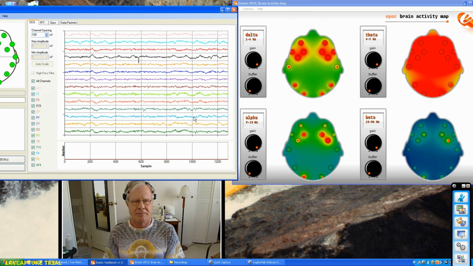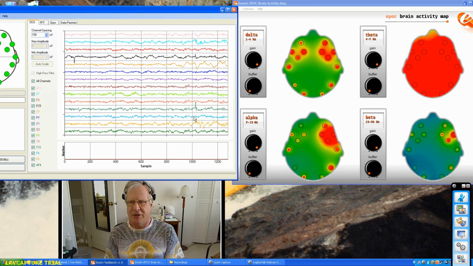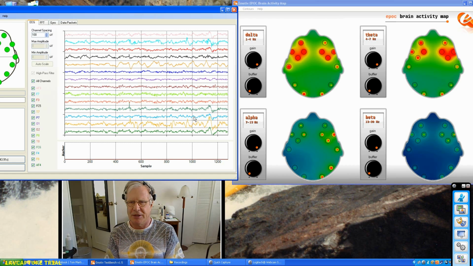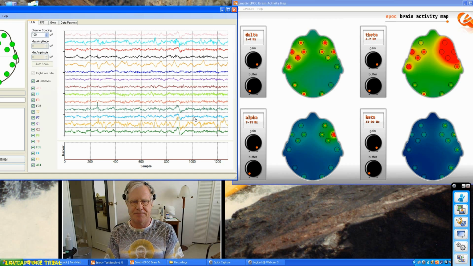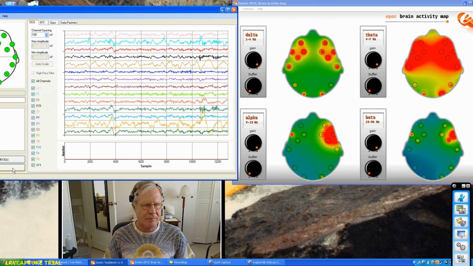Well, that worked pretty good. When I actually started focusing on my breathing, I could notice some spikes occurring there. When I just wasn't thinking about anything, we had things fairly calm. So I will stop that.